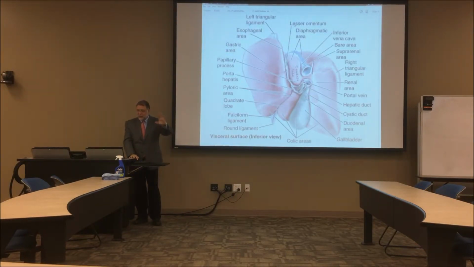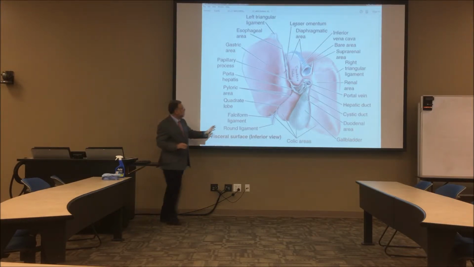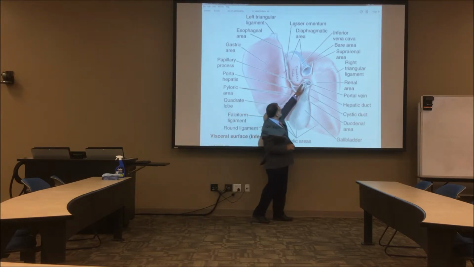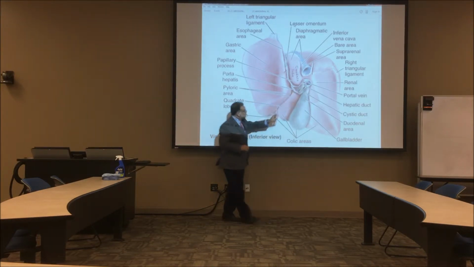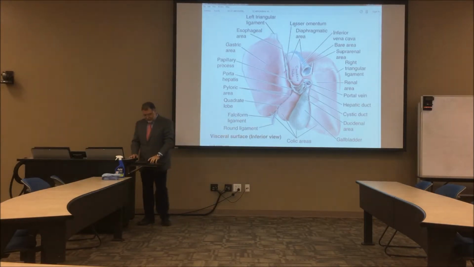So, a review again of all these structures, going over them in a simple way to understand. If this is the inferior surface, you're going to have a renal area, a portal vein, and the cystic duct coming from the gallbladder, and then the artery that is not seen or mentioned here, but is located right here. So you're going to have all those structures as the triad.